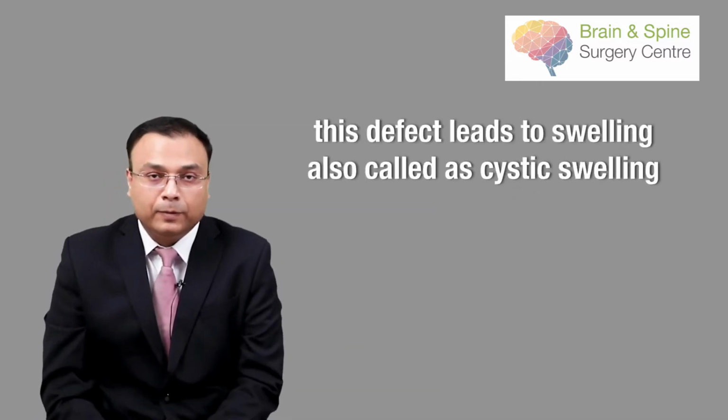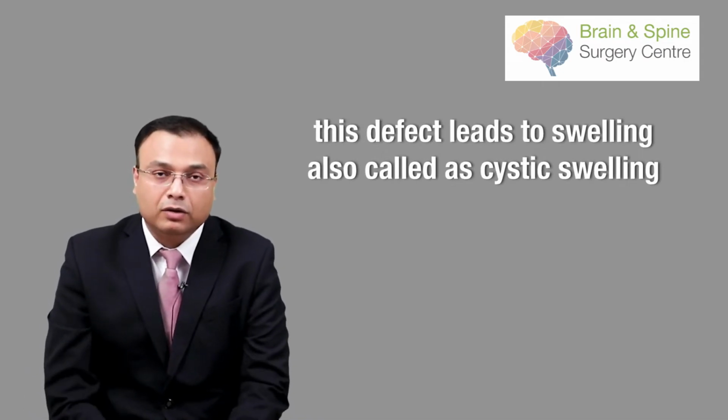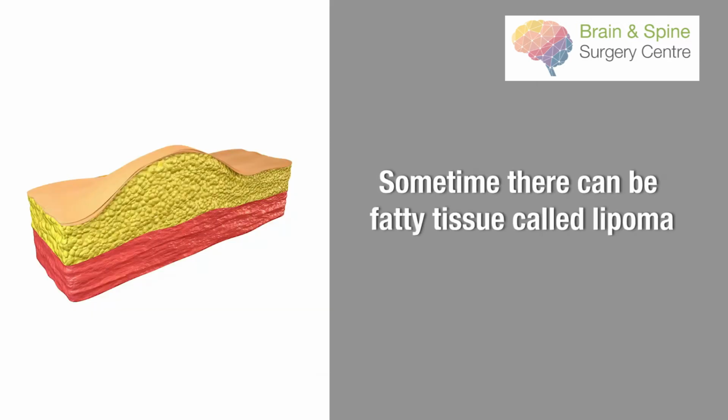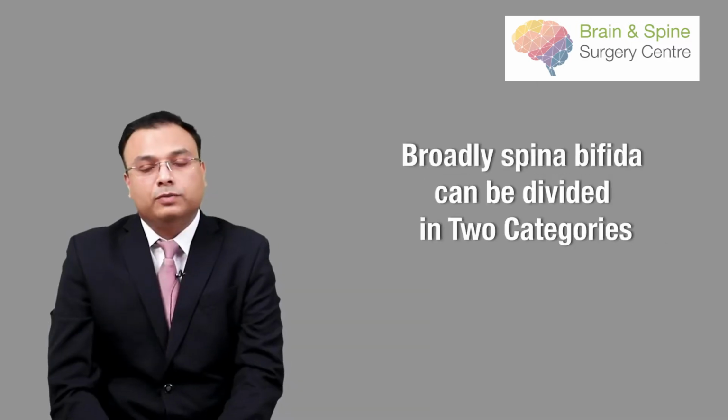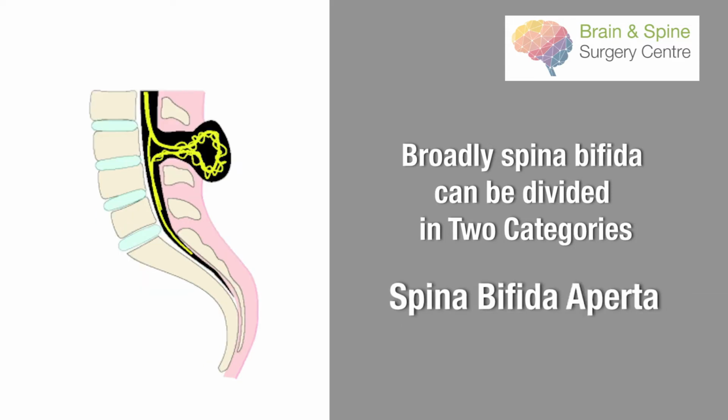And this defect leads to a swelling which is called as cystic swelling or meningocele, myelocele, and sometimes there can be fatty tissues in it, and it is called as a lipoma. So broadly, spina bifida can be divided into two categories. One is called as spina bifida occulta, which means it is occult or hidden, which means that the defect you cannot see from outside, and there is a covering of a skin or a fatty tissue over the defect. And the other category is called as spina bifida aperta, where it is apparent, or where you can see it when there is a defect which is visible, or there is a big swelling of a fluid containing sac which is available. The fluid containing sac can be meningocele and myelocele, which we are going to describe further in this video.